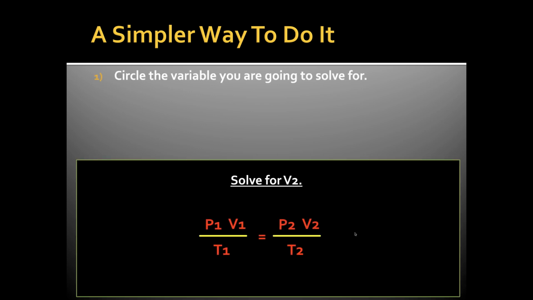Now, there's another way to do it also. Circle the variable you want to solve for. So we want to solve for V2, so we're going to put a circle around it. Now let's nail that to the spot. V2 isn't going to move. We're going to solve for it and make sure all the other stuff is on the other side.